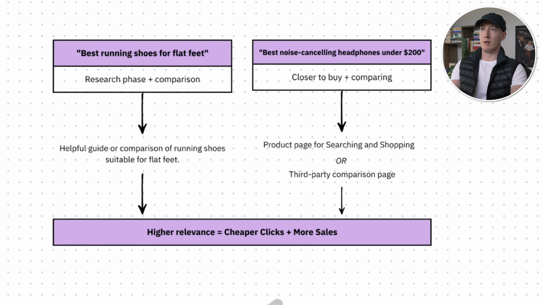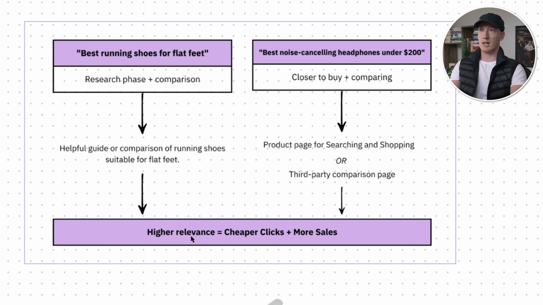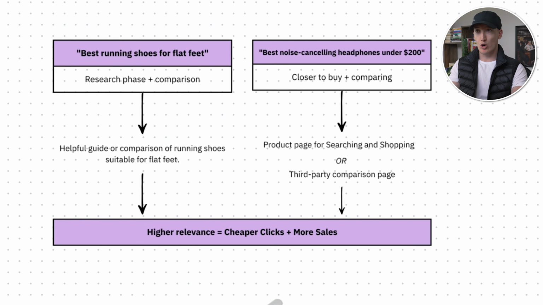So even if it's something like a research, top of funnel term, you can still convert if you execute correctly here. Like this one, best noise cancelling headphones under $200. Someone searching this is already wanting to buy and is already closer to being a customer, and most likely just comparing options. So you can actually target them with ads as well. And those ads would lead directly to your product page with search and shopping. Or you can do a third-party comparison page as well that sort of positions your product highly.